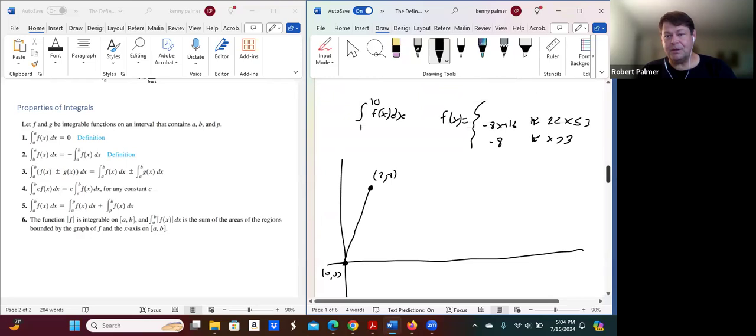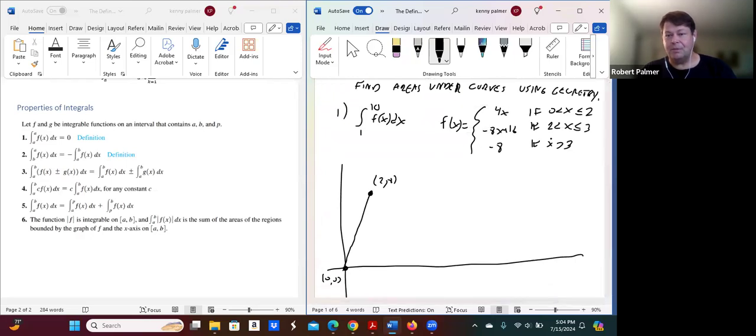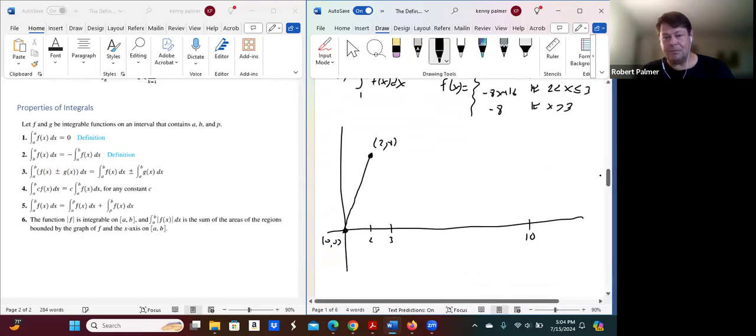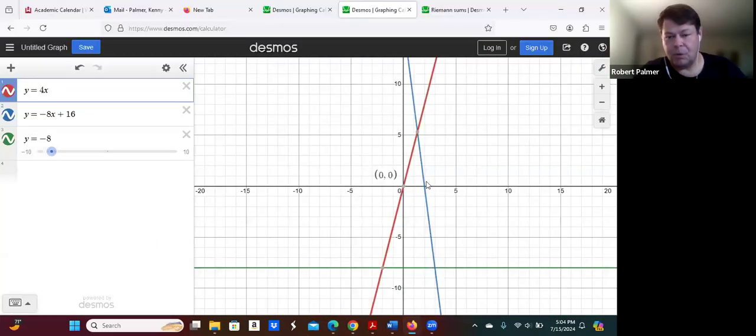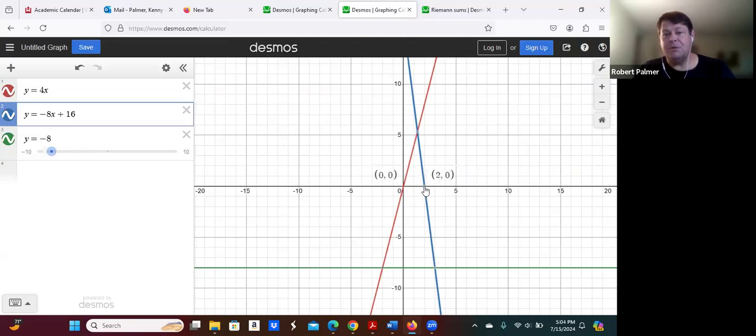Now, the second part is the second graph. It goes from 2 to 3. So here's 2, here's 3, then we're going all the way to 10. Now let's go back to Desmos and find out what that is. So at 2, it goes from (2, 0) to (3, -8). This point is not included. This one is.